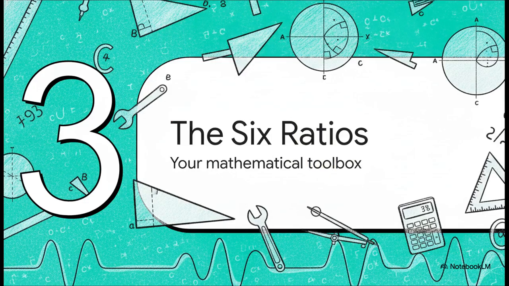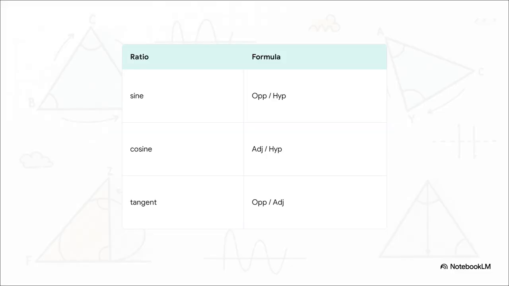All right, let's get into the mechanics. Section 3, the 6 trigonometric ratios, basically your mathematical toolbox. Whenever we're dealing with an acute angle inside a right triangle, let's just call it angle A, these ratios are literally just fractions. We're just comparing the lengths of 2 different sides. The sine of angle A is the length of the side totally opposite to the angle, divided by the hypotenuse, which is of course the longest side. The cosine is the adjacent side, the one right next to the angle, divided by the hypotenuse.